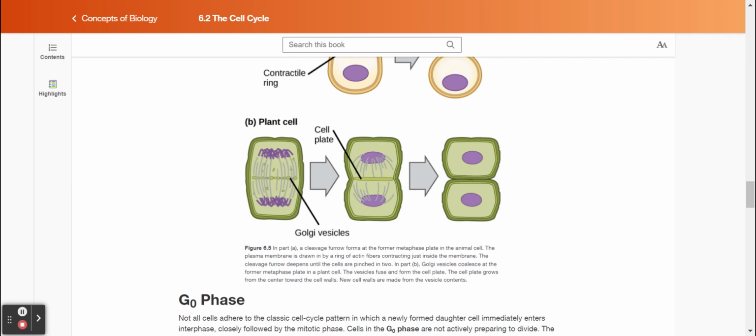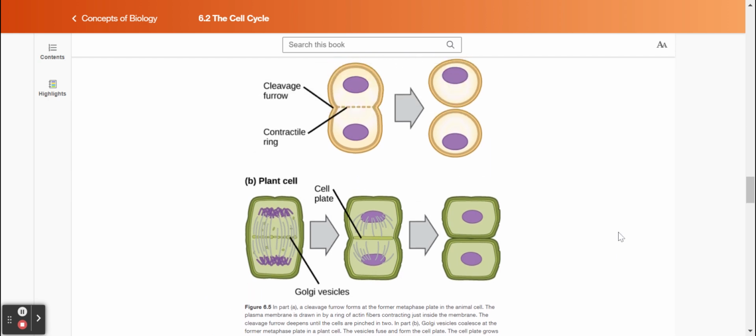In part B, Golgi vesicles coalesce at the former metaphase plate in a plant cell. The vesicles fuse and form the cell plate. The cell plate grows from the center toward the cell walls. New cell walls are made from the vesicle contents.